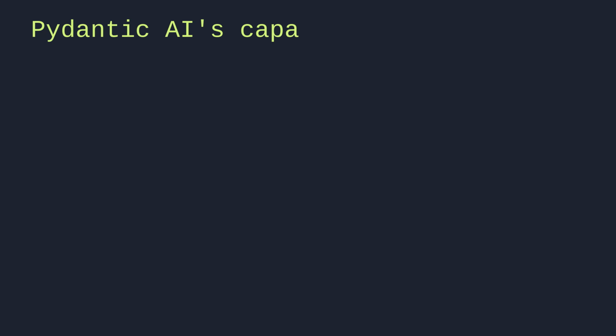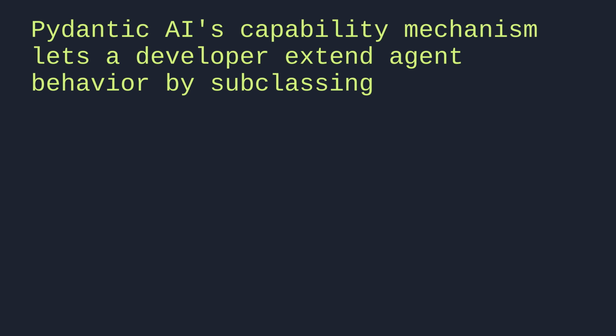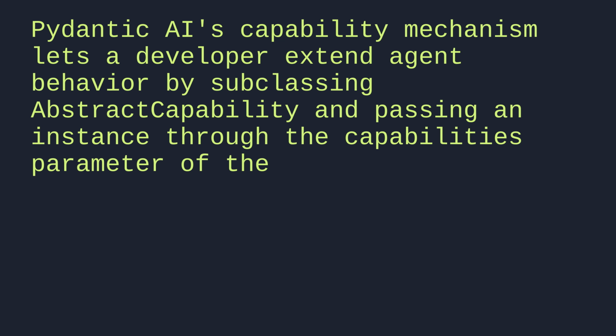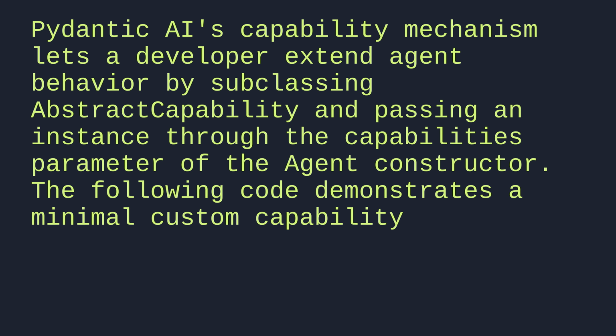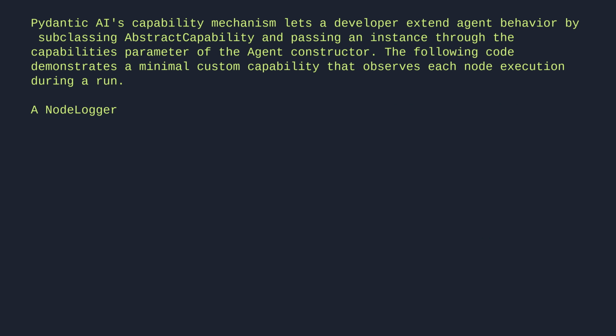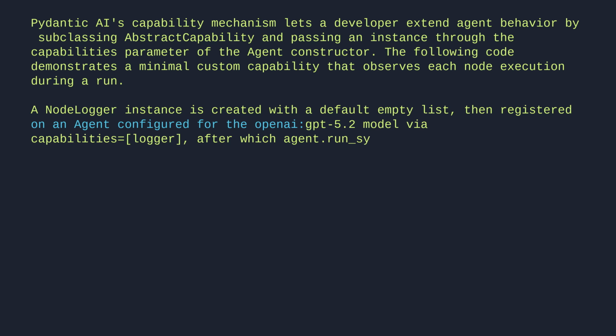Pydantic AI's capability mechanism lets a developer extend agent behavior by subclassing AbstractCapability and passing an instance through the capabilities parameter of the agent constructor. The following code demonstrates a minimal custom capability that observes each node execution during a run. A NodeLogger instance is created with a default empty list, then registered on an agent configured for the OpenAI GPT-5.2 model via capabilities=logger, after which agent.run_sync('hello') triggers the observation and logger.nodes is printed.